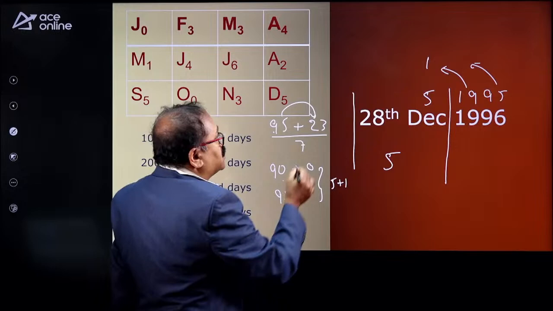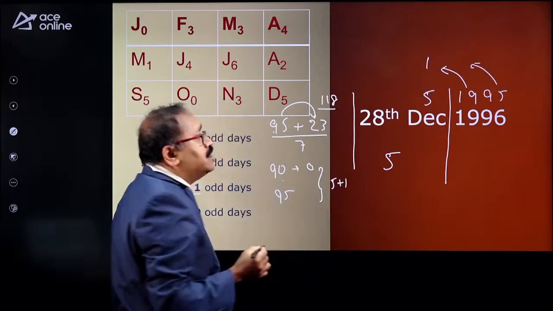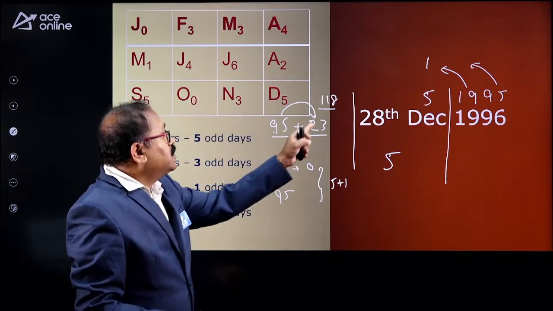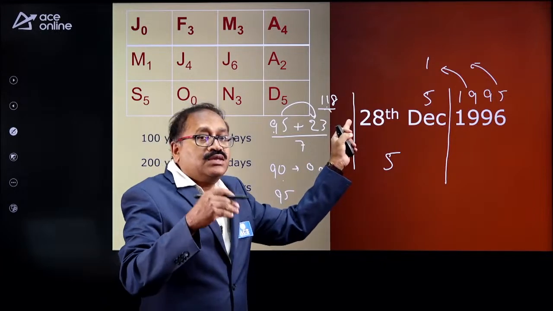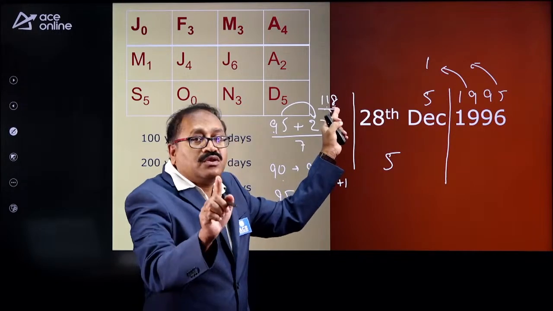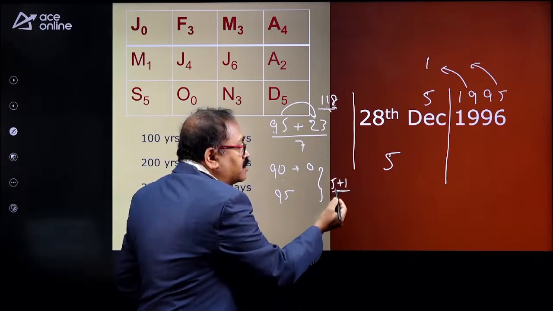You will be getting this as 118. And 118 when divided by 7, then what comes? Look at this one. 7 times 17 is 119, so, taking the multiple below, 7 times 16 is 112, and when you take 112 from here, your remainder is 6. So I am getting 6 odd days here.